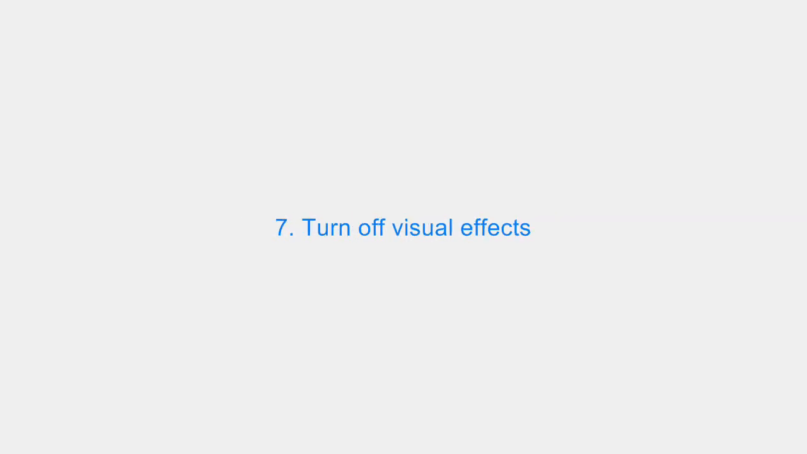Number seven, turn off visual effects. Basically, if your CPU and your memory are the bare minimum for Windows 7, you can actually adjust or disable some of the visual effects within the Windows 7 environment. This can make your PC feel faster, although you will be lacking some of the eye candy that Windows 7 offers. One of the big things here that takes a lot of resources is the Aero interface.